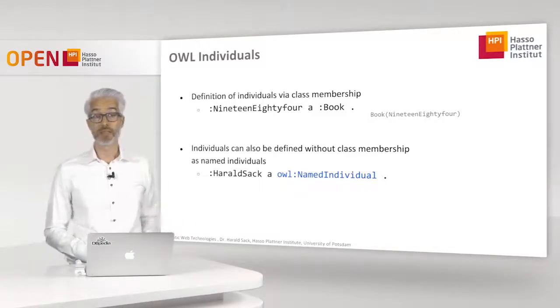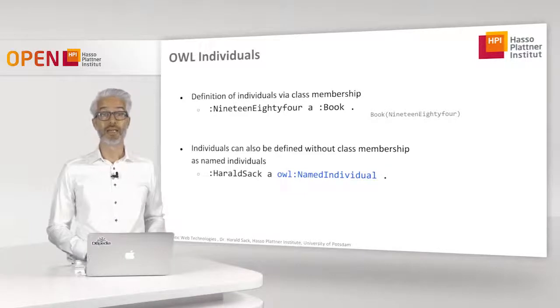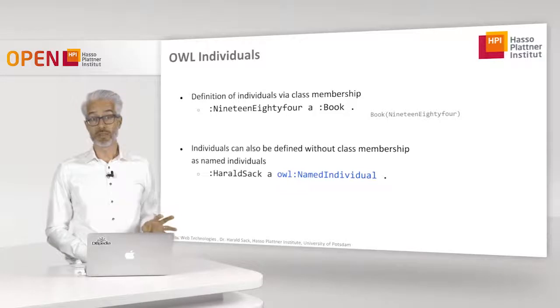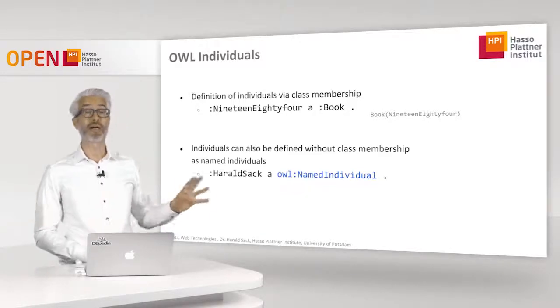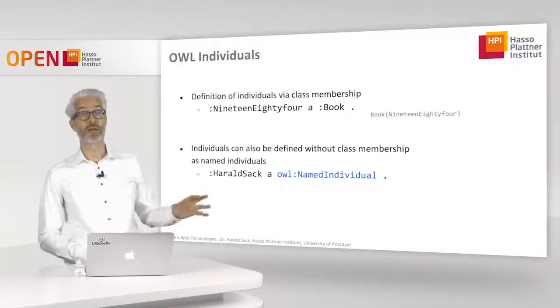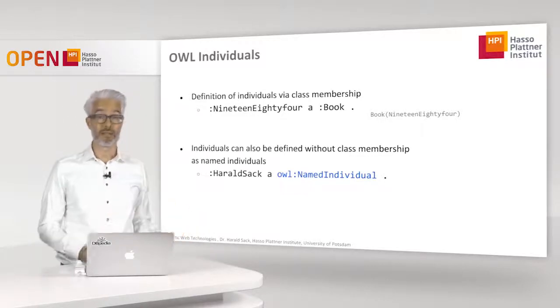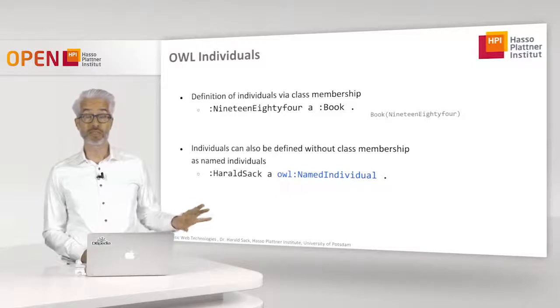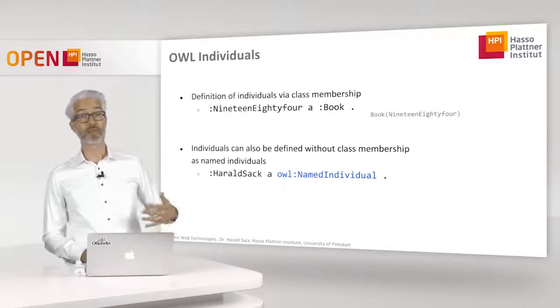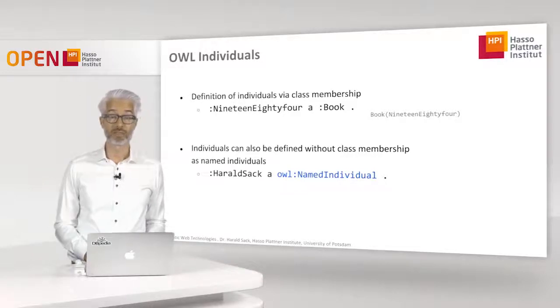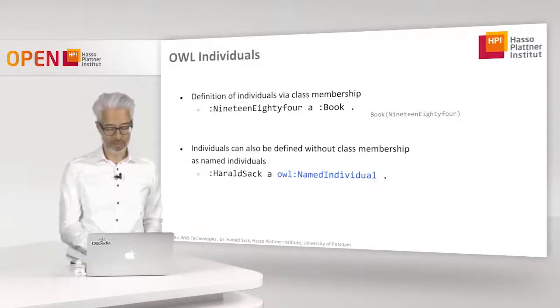Here, for example, I could define myself as an OWL named individual. OWL named individual is nothing else but a special class reserved for the use in OWL for things which up to now do not belong to any other class. So they are named individuals, I can talk about them, I can make assumptions about them, and I can do reasoning also with so-called named individuals. This is special and this is new for OWL2.